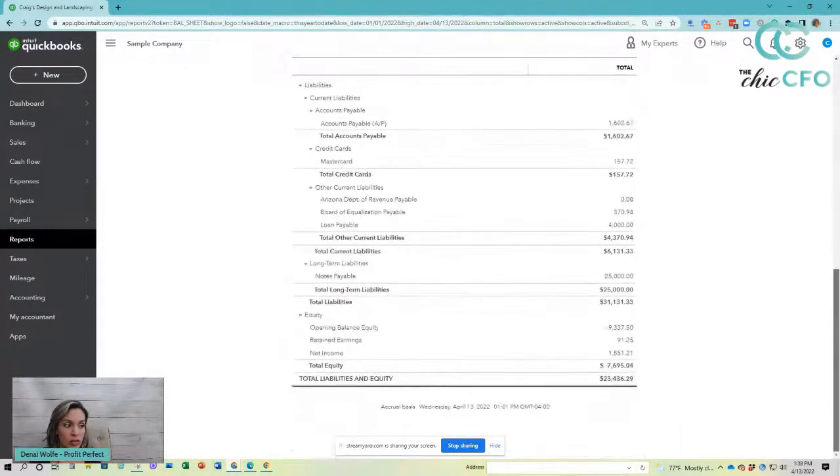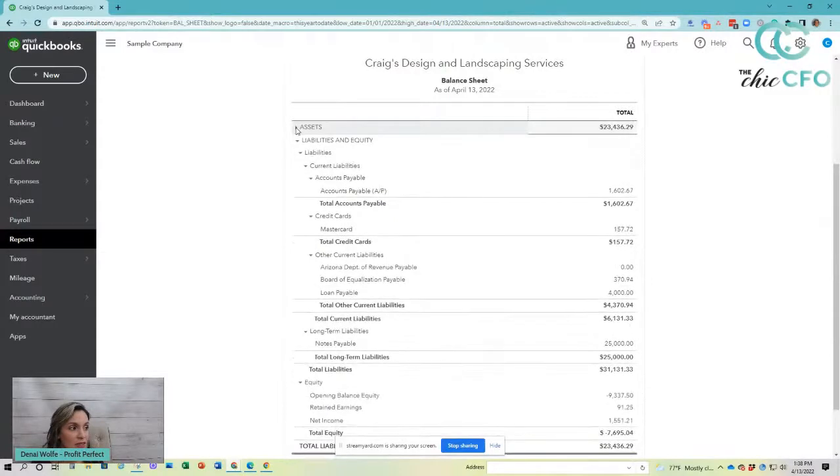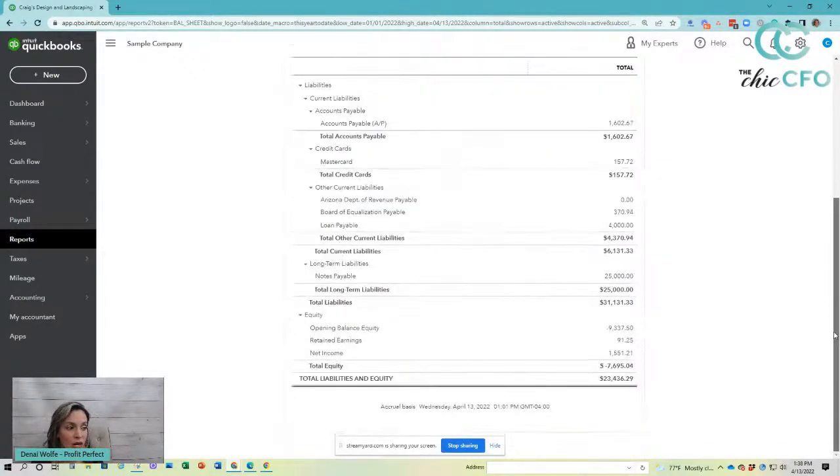Then we get to our long term. This is more than 1 year. So in this example, this is a notes payable, another word for a loan. So this is obviously a loan that is long term, that is going to be owed more than 1 year. So you can see we've got all of the assets on here, and then we just went through all of our liabilities, and now we are going to look at our equity.